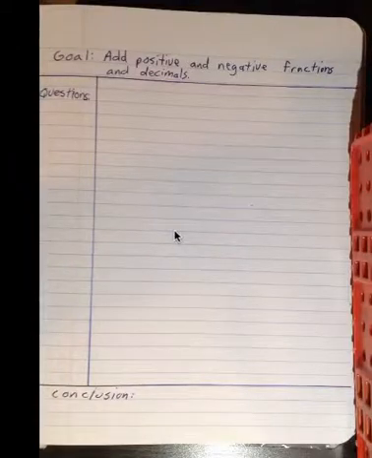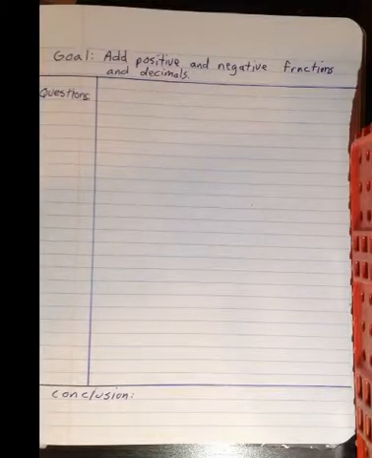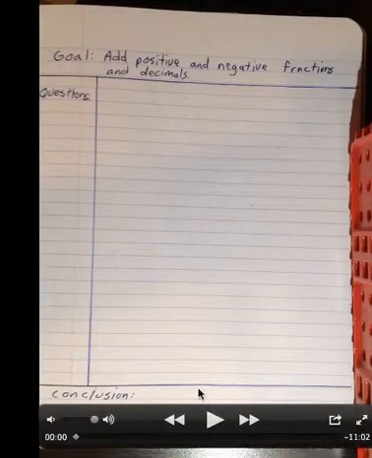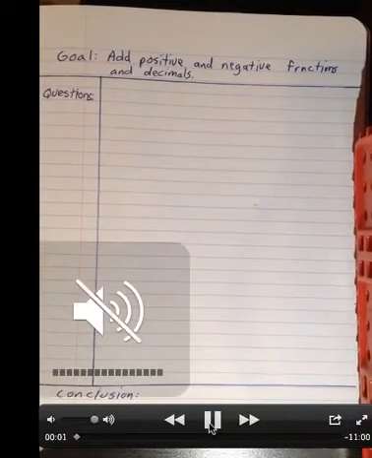Is section 3.2 in your book, starting on page 80. Our goal is to add positive and negative fractions and decimals, so please set your notes up the way we typically set our notes up.